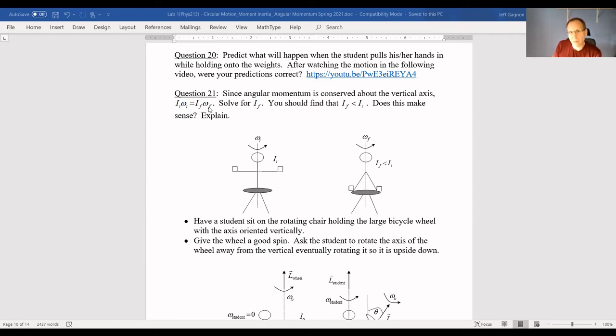Just divide both sides by omega final. And you should find that I final is less than I initial. So when you pull your hands in, the moment of inertia is smaller than the initial moment of inertia when you had your hands out. Does that make sense? Just explain whether that makes sense or not. And when you look at this equation, based on what you found on the omegas, you should see that I final is less than I initial.